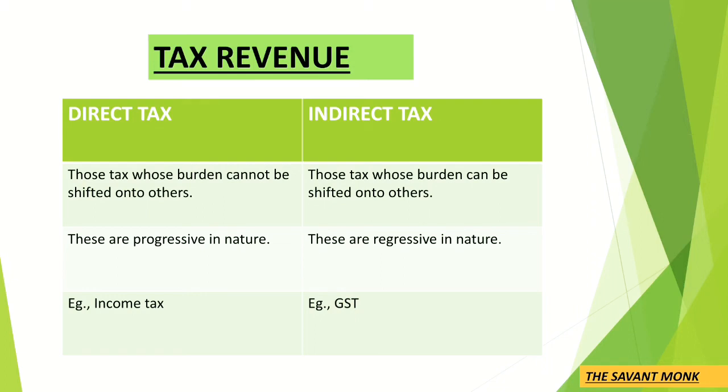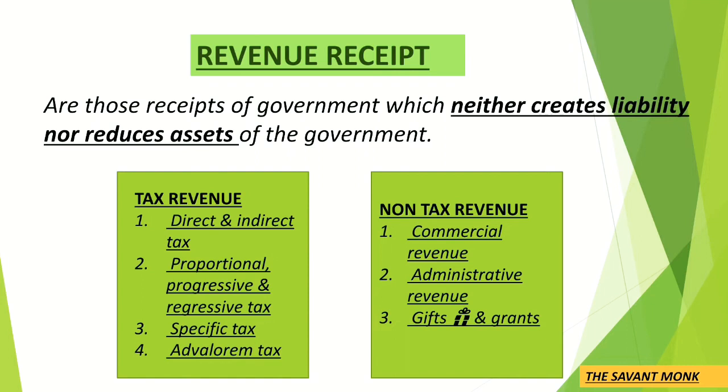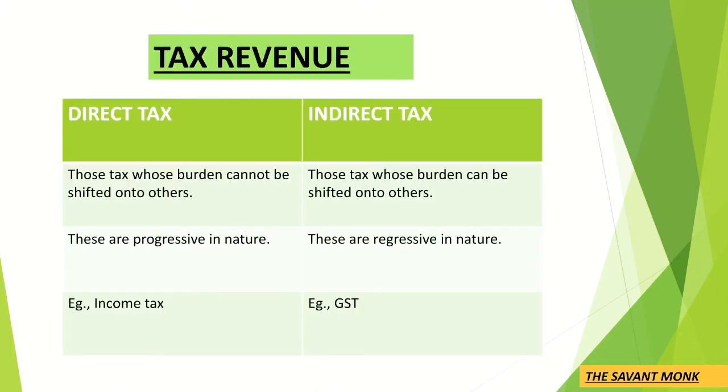All right. So I hope that the difference between direct and indirect tax is clear to you. These are generally asked in the examination. So remember that both direct and indirect tax are part of revenue receipts because they are neither creating any liability. There is no repayment burden, and they are neither reducing the assets of the government. Government is not selling its property for getting this kind of receipt. It is for the work that the government is doing, the welfare activities that the government is doing. For that we are paying this tax revenue.